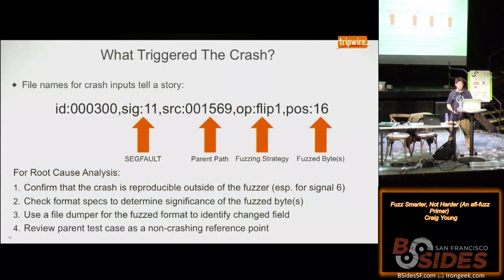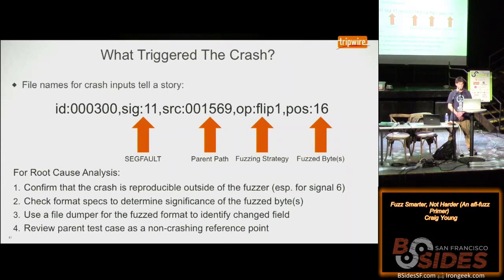So first, when you've got your crashes, the first thing you'll see is a file naming convention similar to the one that's up on the screen here. You've got a monotonically increasing ID number for the unique crash, the signal that was generated from the crash, what test case was being fuzzed or what path was being fuzzed to produce this, and then, of course, what operation, what fuzzing strategy that is, and what byte or bytes were fuzzed, or in the case of the splice mode, where it's mixing together two inputs, you'll get information on which inputs were being mixed together to form this test case.